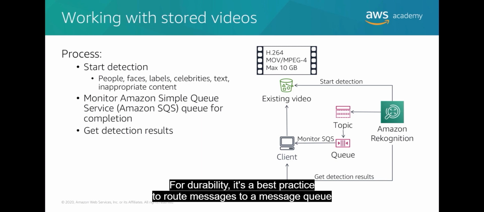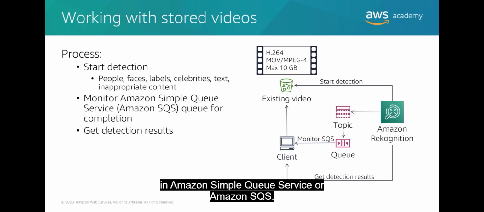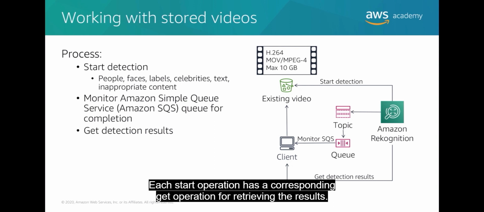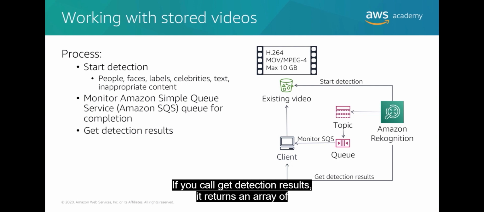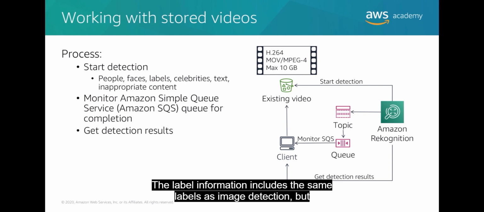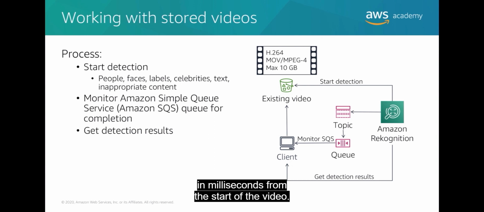For durability, it's a best practice to route messages to a message queue in Amazon Simple Queue Service or Amazon SQS. Your application should monitor the SQS queue for completion. Each start operation has a corresponding get operation for retrieving the results. If you call get detection results, it returns an array of labels that contain information about any labels found in the video. The label information includes the same labels as image detection, but it also includes a timestamp of where the label was detected in milliseconds from the start of the video.